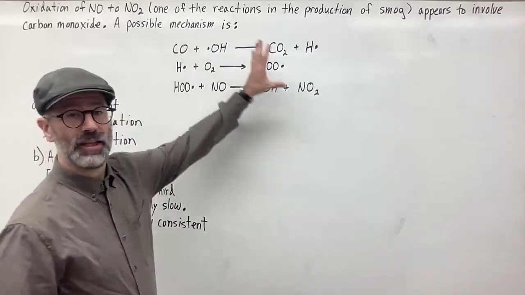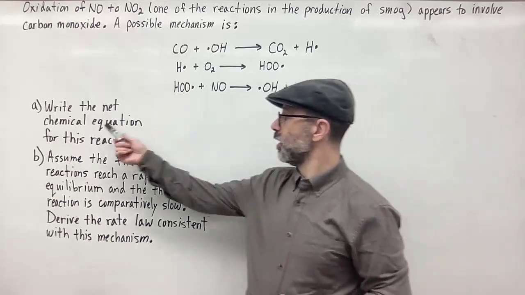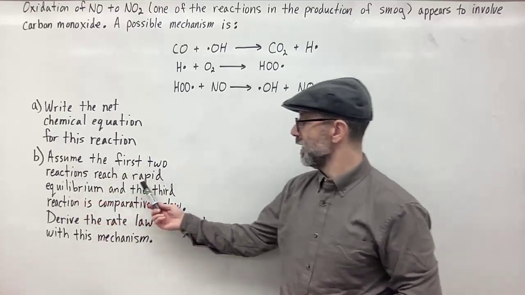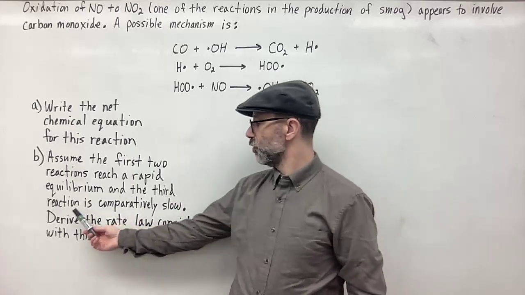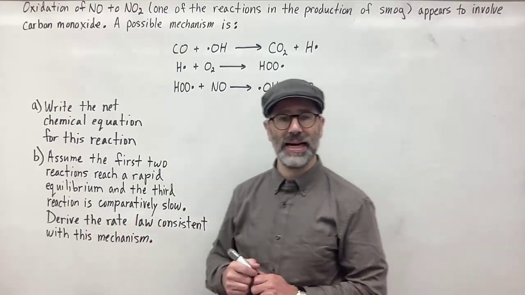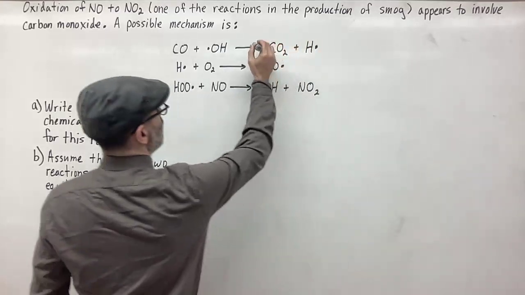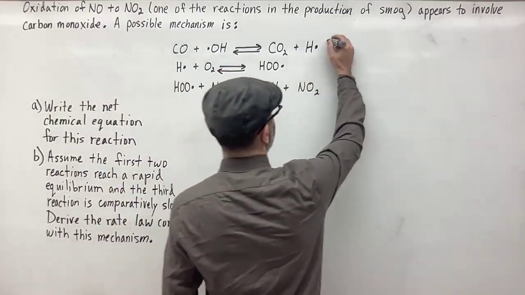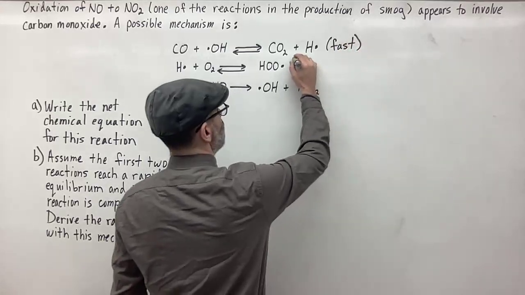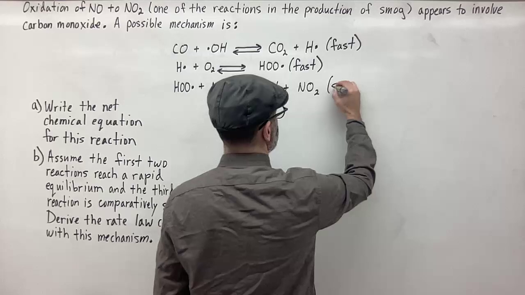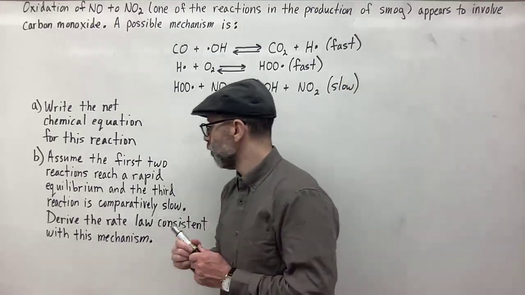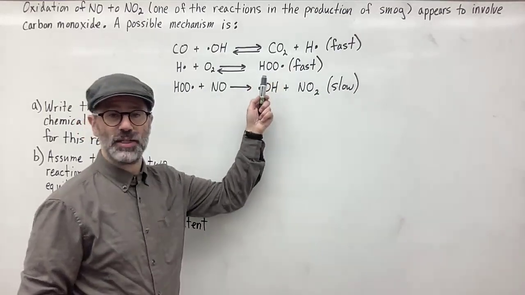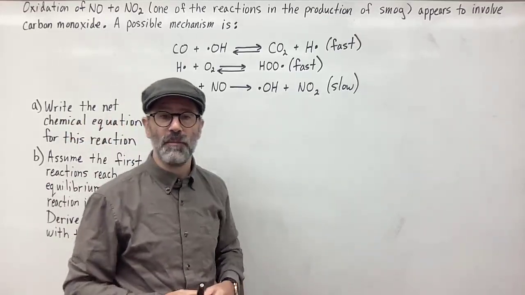Okay, so here we have the mechanism, and we're asked to do two things. One, write the net chemical equation for the reaction. Two, assume the first two reactions reach a rapid equilibrium, and the third reaction is comparatively slow. So let's go ahead and put that in. We'll deal with that later. These are equilibrium, so we'll have a reverse arrow along with the forward arrow, and these are fast. So fast, and this is fast, and this is slow. Then they want us to derive the rate law consistent with this mechanism. With the understanding that these two will reach a fast equilibrium and this is slow, what's the rate law? We'll get to that in a second.